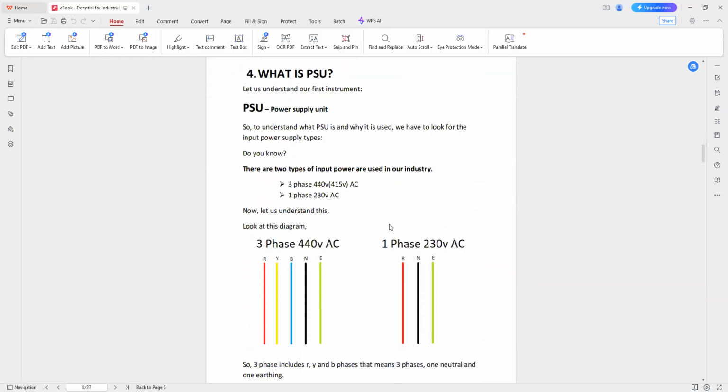So these are the components I have explained. But now we'll understand the power supply unit: what kind of power supplies are available, and what things are inside the power supply. This is the diagram I have created, and if you see, there are two types of input power used in our industry. First is the three-phase power supply, and the other is the single-phase power supply.